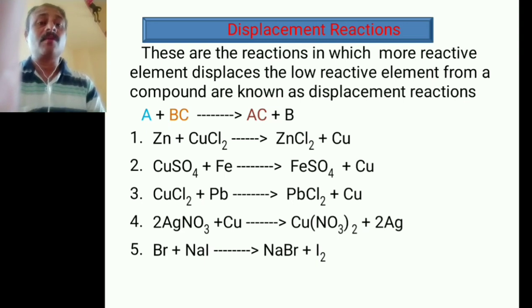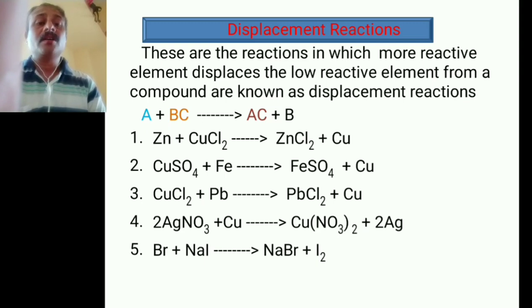There is one more example of single displacement reaction. CuCl2, copper chloride, plus Pb, lead. Pb is more reactive than Cu, so PbCl2 plus Cu will form. And the same in the case of AgNO3 plus Cu. When you compare Ag and Cu, the reactivity is much lower in Ag than Cu. Therefore Cu will combine with NO3 to form copper nitrate, plus Ag will form, which is displaced by Cu.